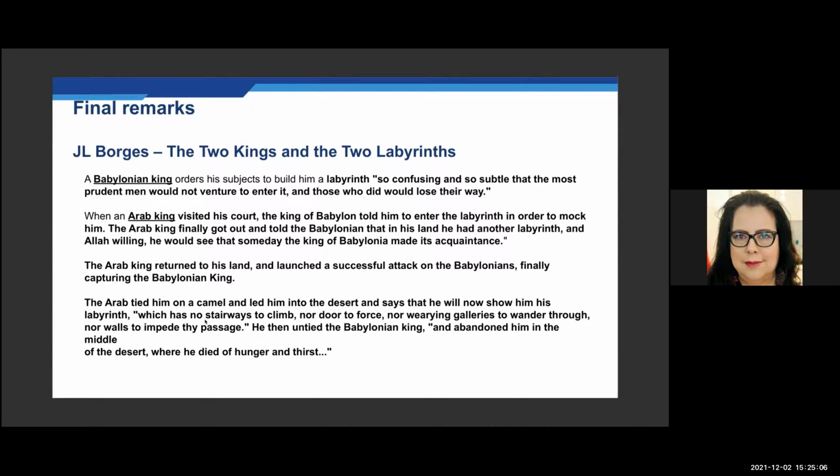The Arab tied him on a camel and led him to the desert and said that he would now show him his labyrinth, which has no stairways to climb, no door to force, no weary galleries to wander through, nor walls to impede the passage. And then he untied the Babylonian king and abandoned him in the middle of the desert, where he died of hunger and thirst. What's the final?